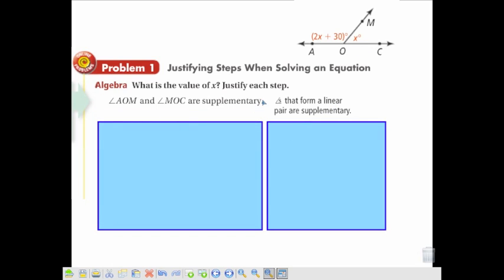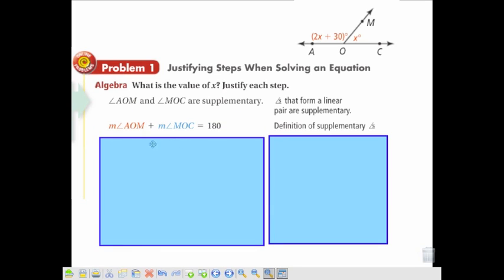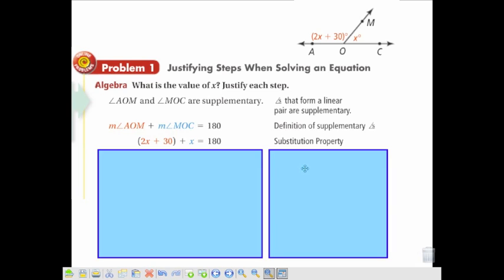Okay, so using that information, we want to use definitions that we know. What does it mean to be supplementary? So we're just defining supplementary. The definition is that those two angles are going to add up to 180. Notice how they're using an M for measure of. We have to do that when we're using addition and equal. Now, looking at the picture, we can see AOM is also 2x plus 30, and MOC is x degrees. So we can put those in there. Why? Well, we're doing a substitution there.